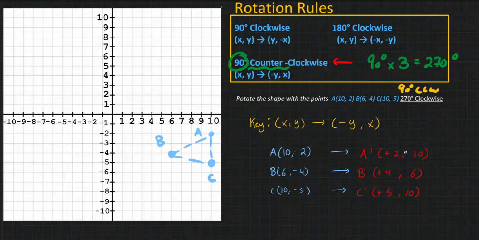And now we'll graph it. A prime, 2, 10. B prime, 4, 6. And C prime, 5, 10. And there it is, guys. That is our transformed shape. 90 degrees counterclockwise, but really, or also, 3 quarter turns clockwise. 270 versus 90. Same thing. Okay, let's do another example.